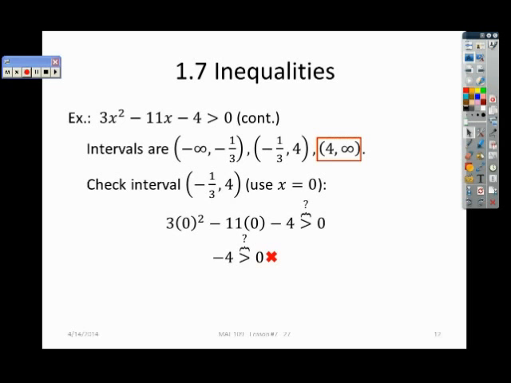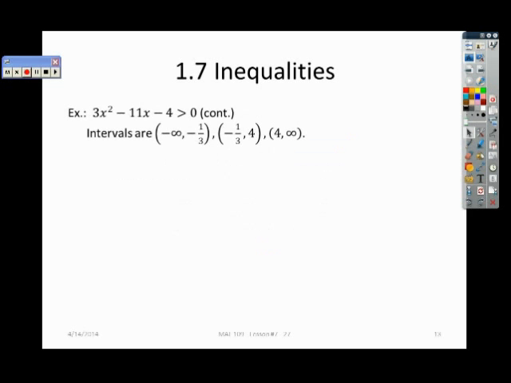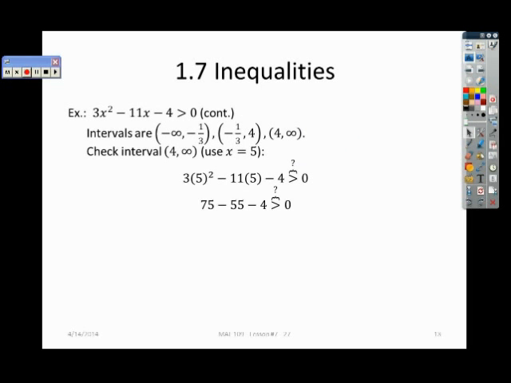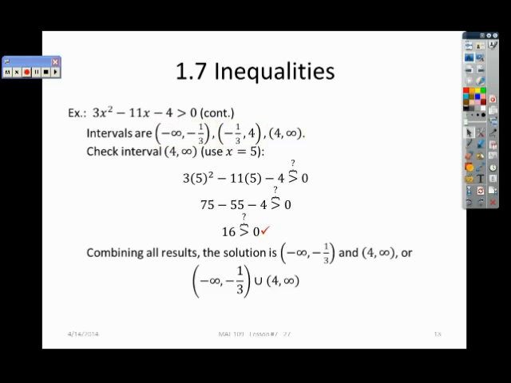And what's the best one to pick for that? I'd pick 5. It's the smallest whole number that's in between. But you could pick any number you want, as long as it's in this interval. Plug it in, that's true. So what we have is that it was true here, it was false here, and it was true here, right? Well, it's true here and it's true here.